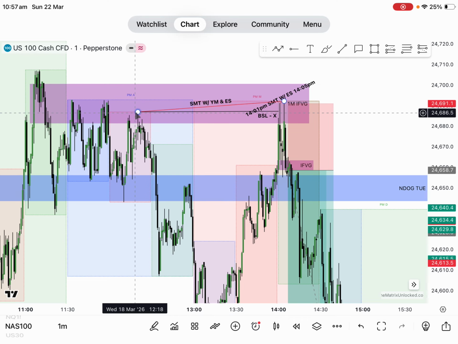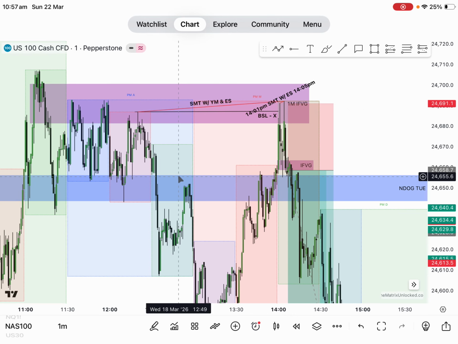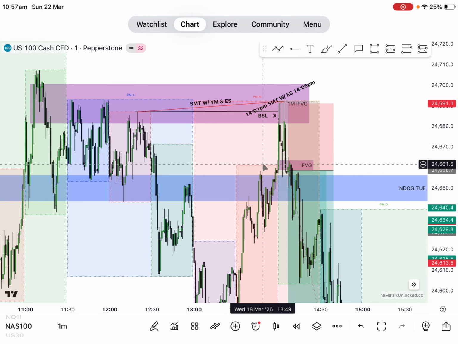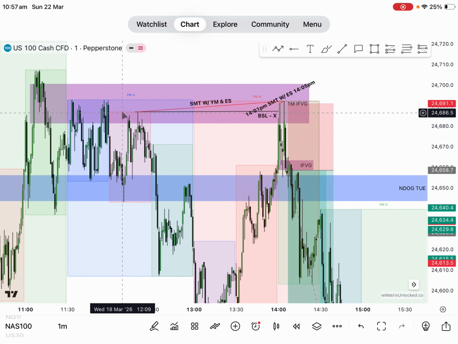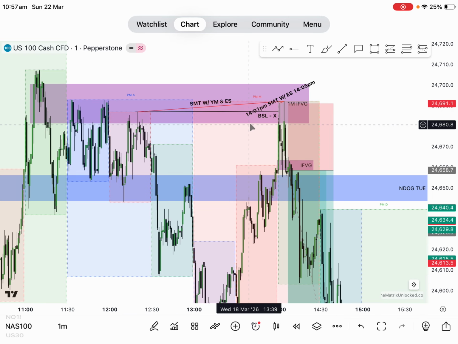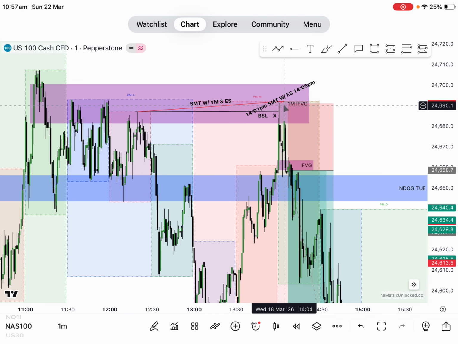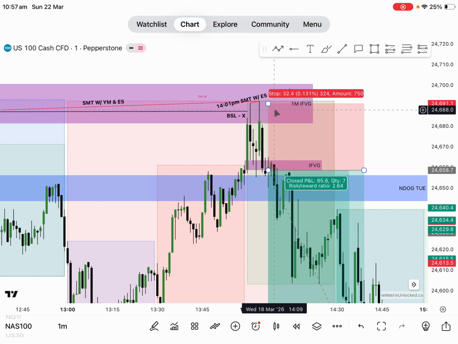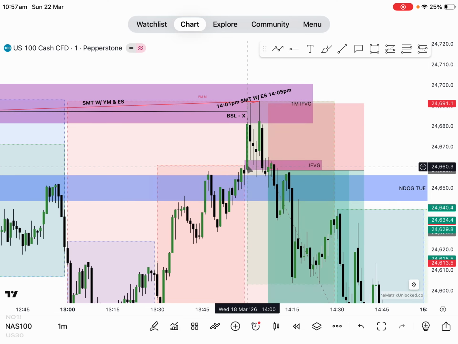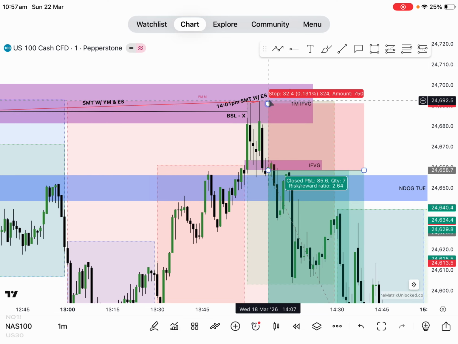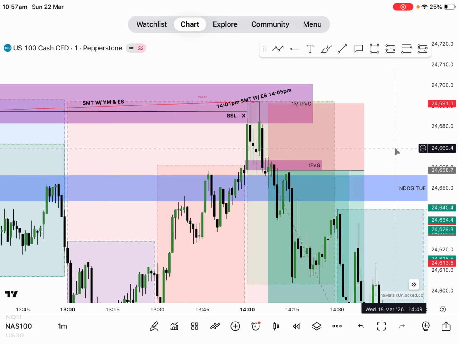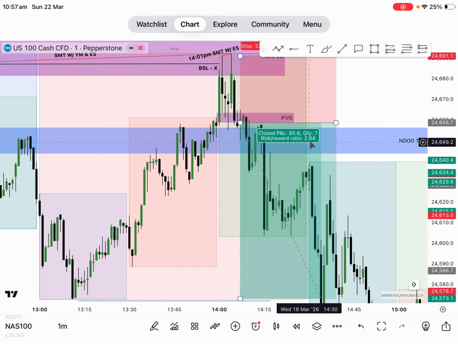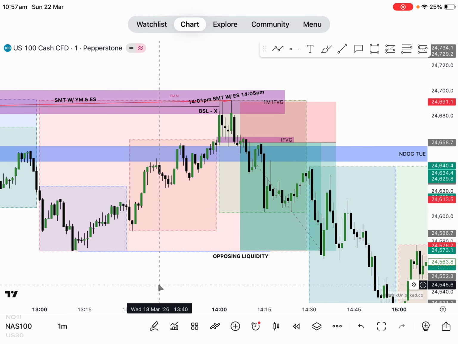Another buy side liquidity taken, buy side taken. Boom, this run took out this PM 30-minute cycle high. SMT was formed at 14:05. First presented IFVG, above the first candle is a stop loss. This is 2.64 risk to reward ratio, guys.